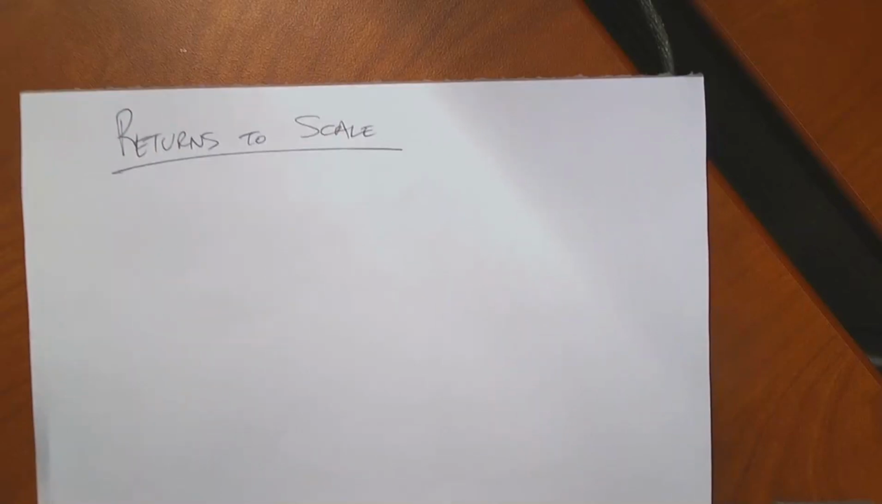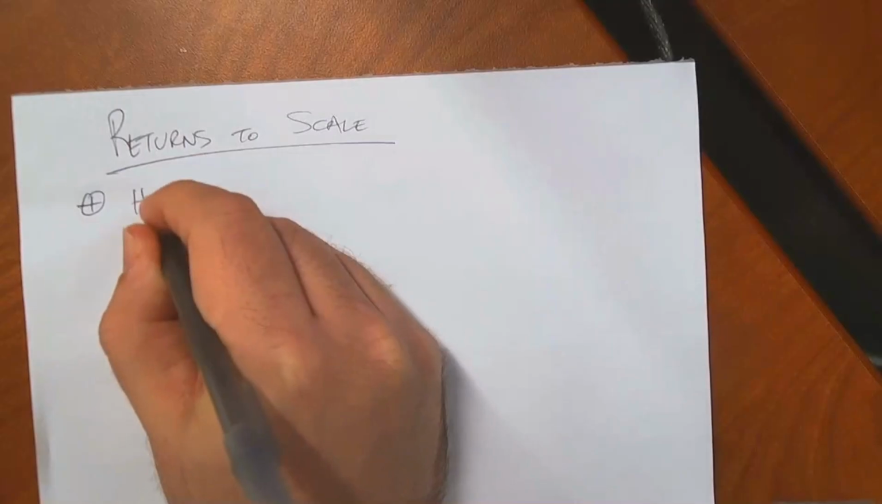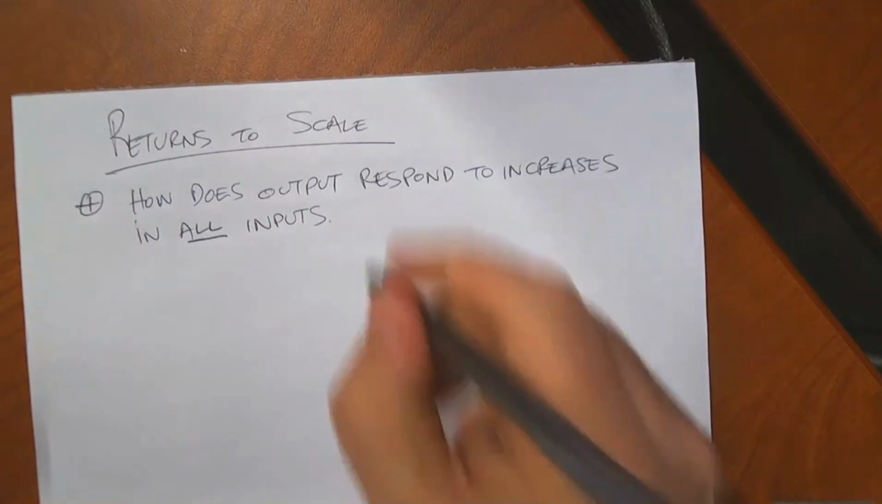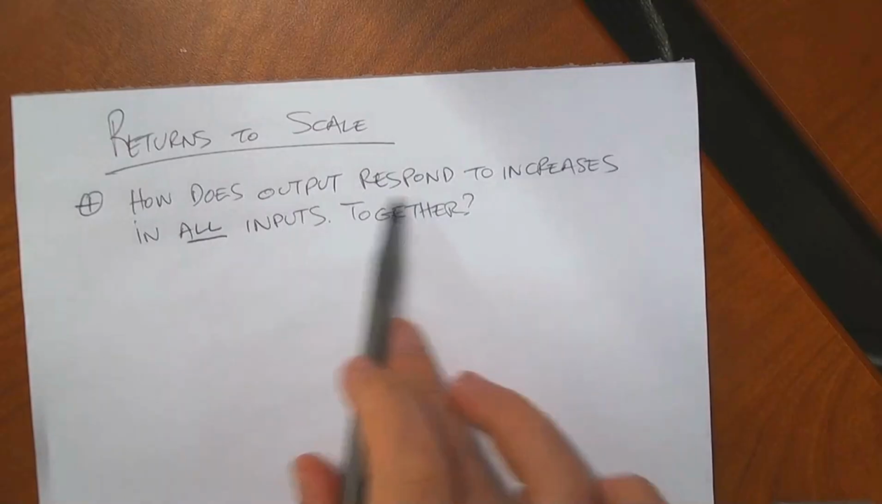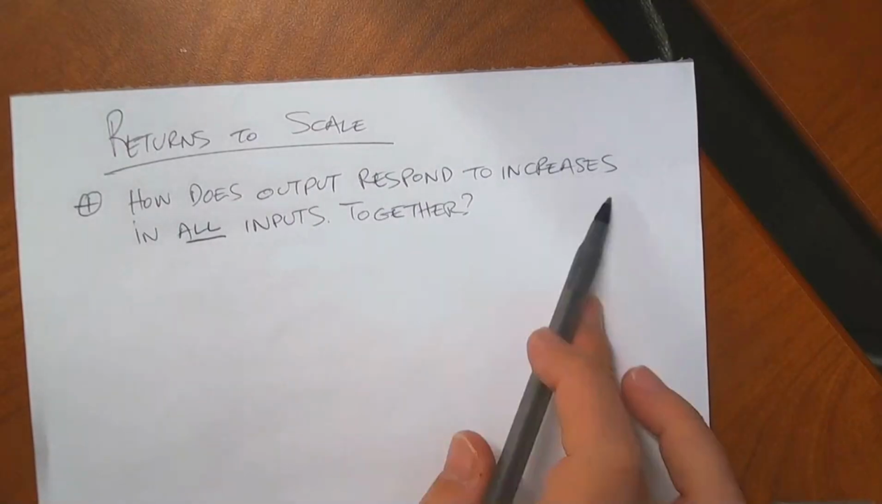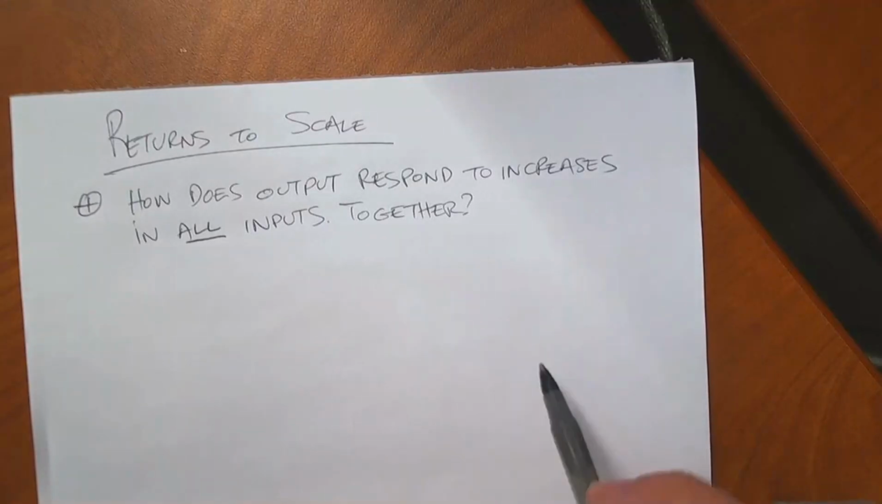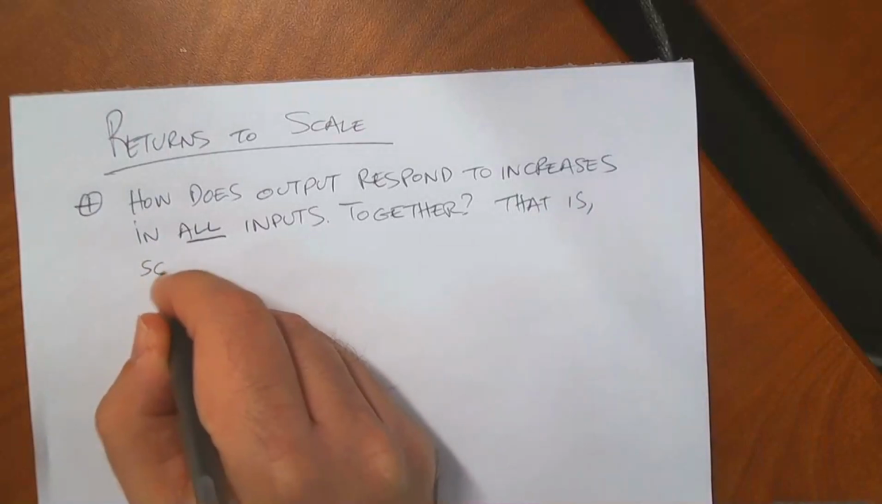So the question here for returns to scale is the following. How does output respond to increases in all inputs together? That is what we're thinking about, is scaling up inputs, all of them simultaneously, and thus returns to scale. So how does the output respond? That would be the returns to increases in all inputs together. That would be the scale of the inputs, right? So returns to scale. So that is scaling up all inputs simultaneously.